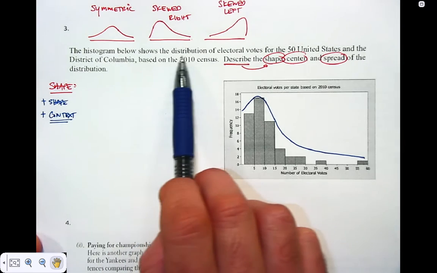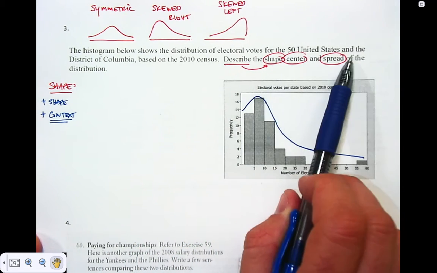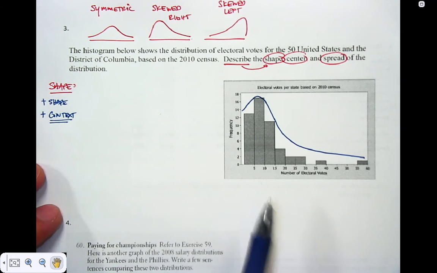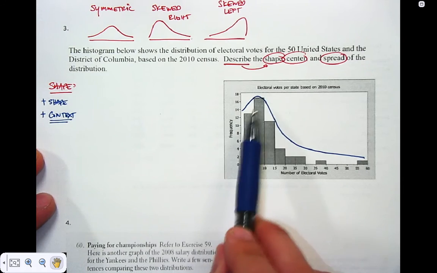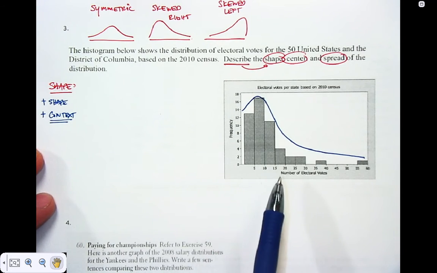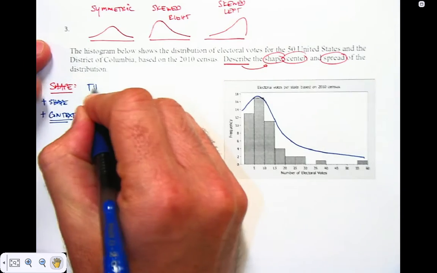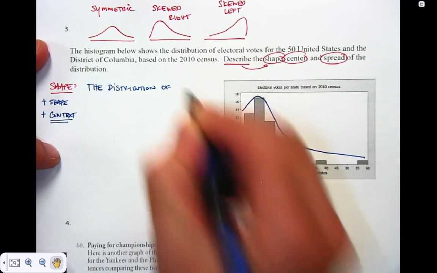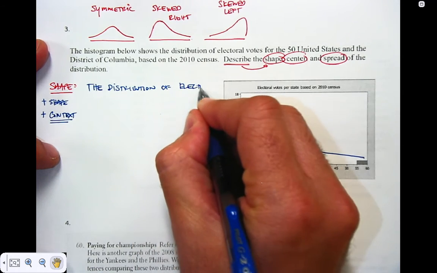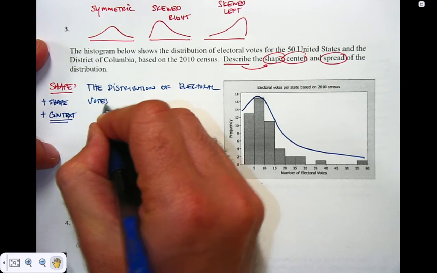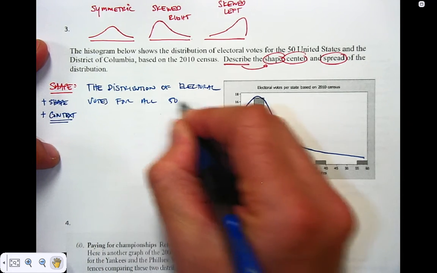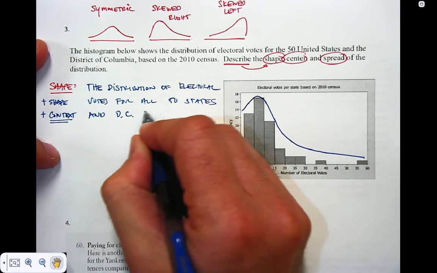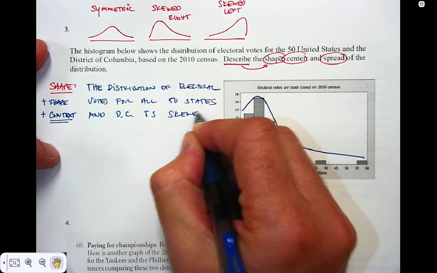So you want to read what this is saying. This is saying the histogram below shows the distribution of electoral votes for the 50 United States and the District of Columbia based on 2010 census. Okay, so to contextualize it, you would say, right, the shape of, these are all 50 states, right? So the distribution of electoral votes for all 50 states and District of Columbia is skewed right.